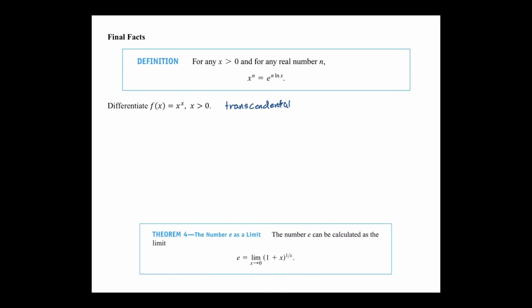The reason it's transcendental is because notice this is not a power function because the base is a variable. That's okay, but the exponent is a variable as well. So it's not a power function. It's also not an exponential function because the base is not constant.